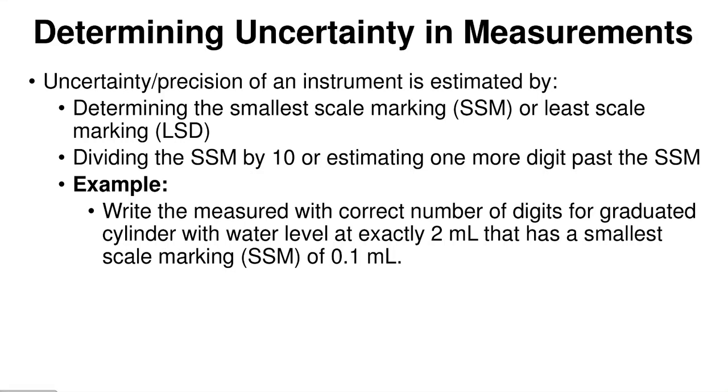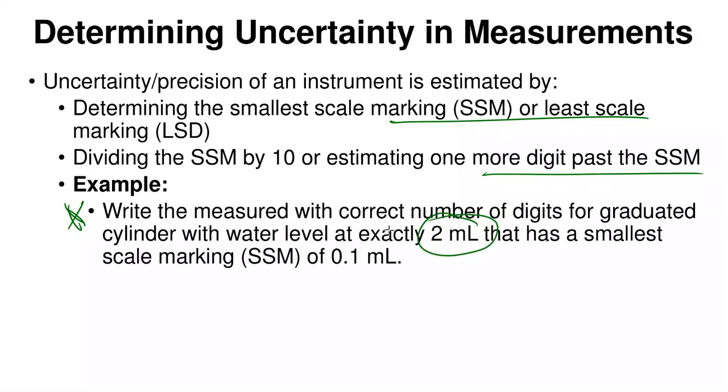Let's take an example here. I've already explained this in the previous slide. The uncertainty or precision of the instrument is estimated by determining the small scale marking, or the least scale marking, and dividing it by 10, or estimating one more digit forward. That's what we do. So let's see this example. It says, write the measured value with the correct number of digits for a graduated cylinder with water at exactly 2 ml.